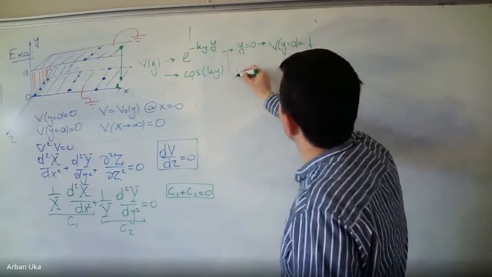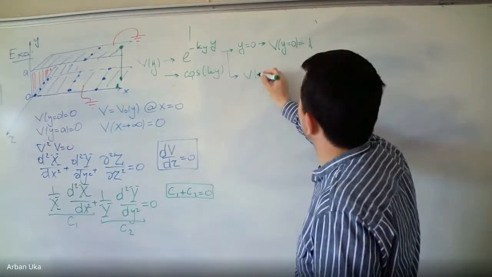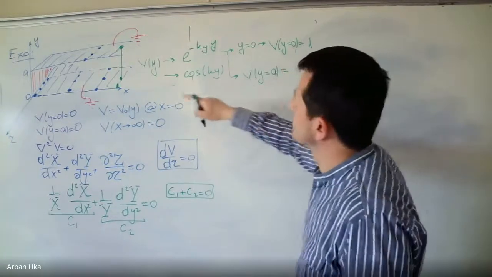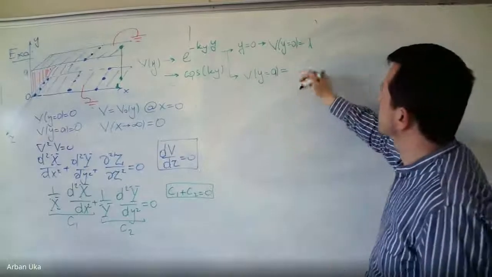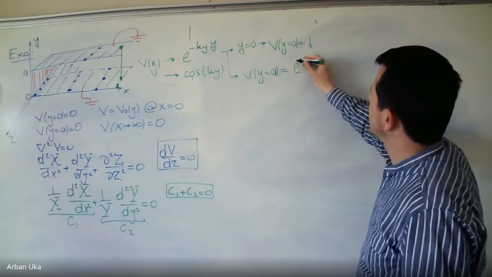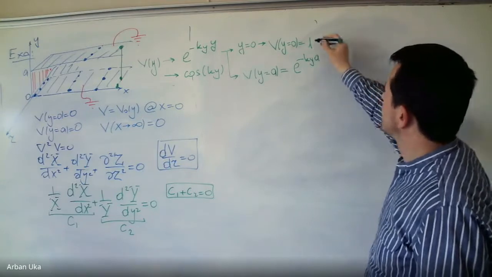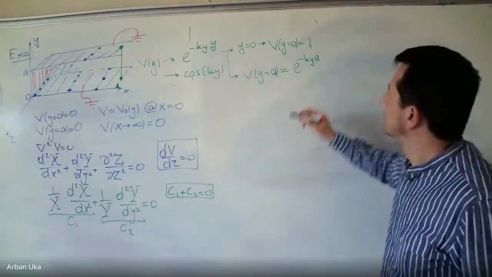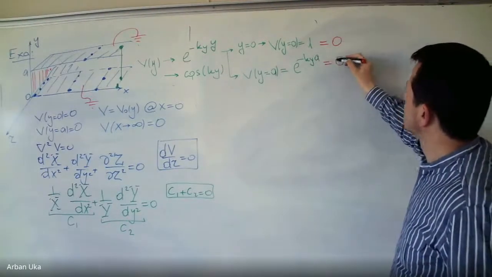What about the top layer? Okay, you are saying that the potential V at y equal to A. Sorry, this is A because this is the distance A, not the plate. What do you get here? You get e to the power minus ky times A, right? But don't forget that the bottom plate, this was 0, right? And this was also 0.